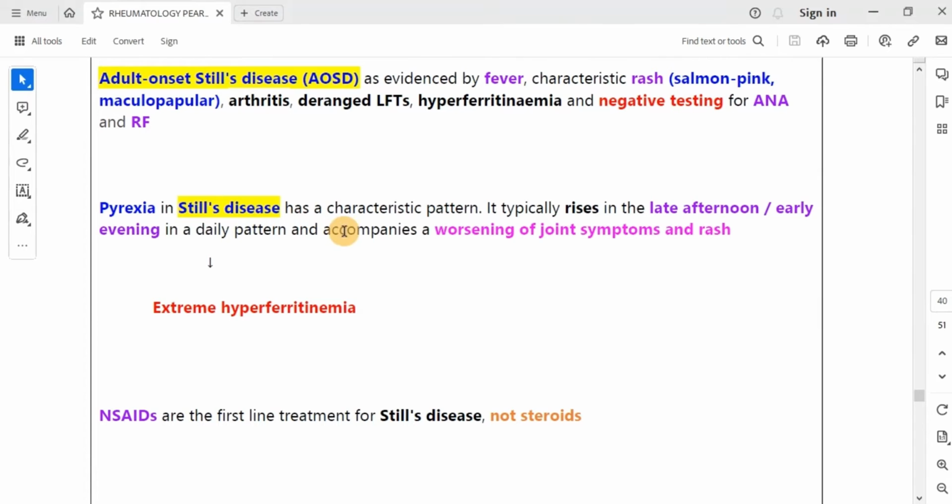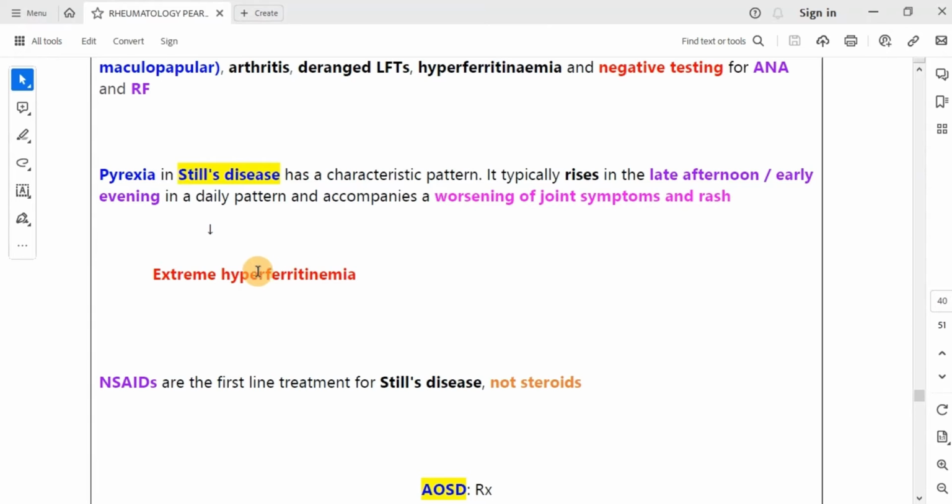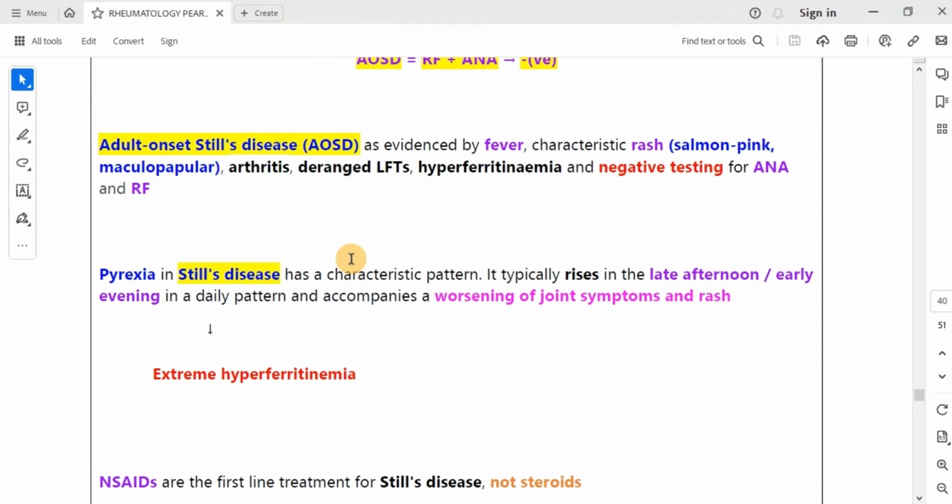Pyrexia in Still's disease has a characteristic pattern. It typically rises in the late afternoon or early evening in a daily pattern and accompanies a worsening of joint symptoms and rash, and the patient will exhibit extreme hyperferritinemia. That is, the ferritin level should be significantly increased.